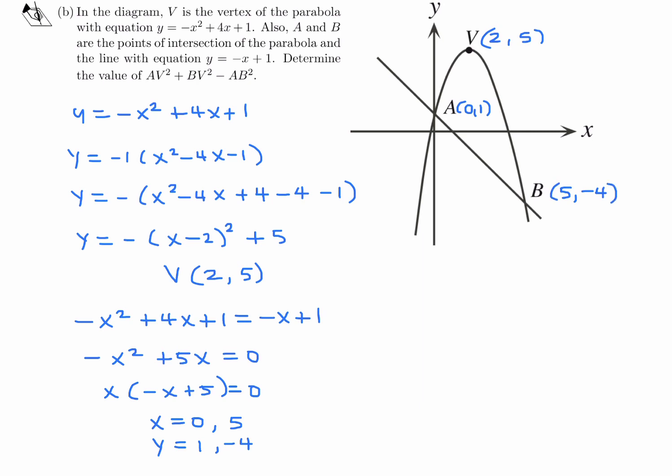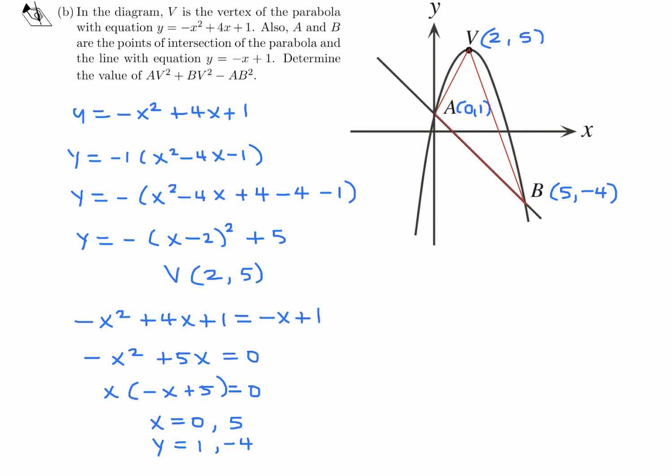So there we go. Now we have to figure out this last part here. And that last part is AV, so the distance between A and V, and then the distance from B to V squared, and then A to B squared. And then we have to figure out, of course, this relationship.